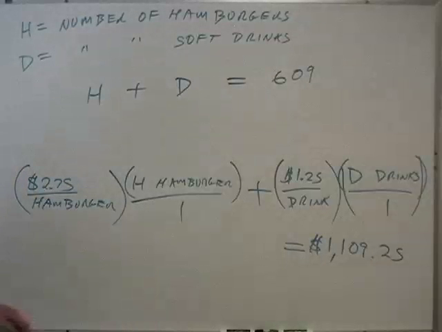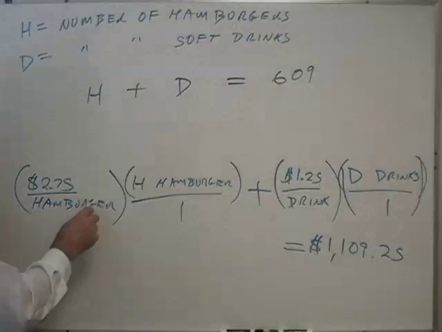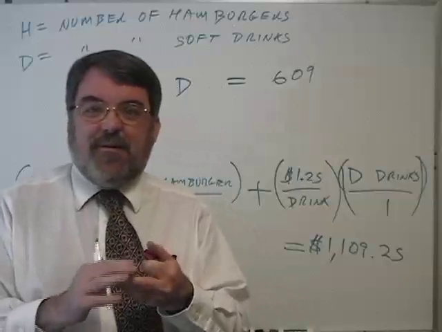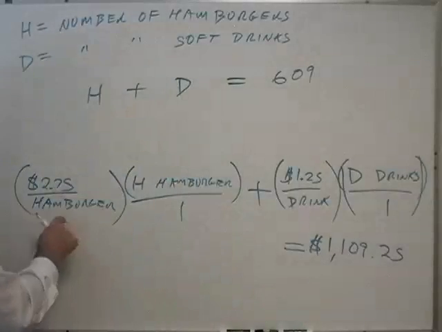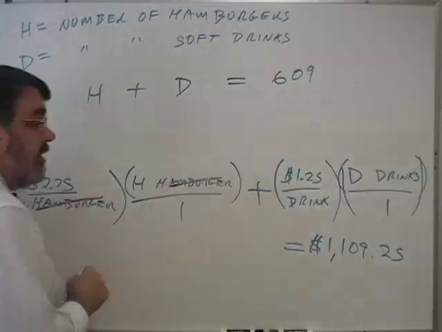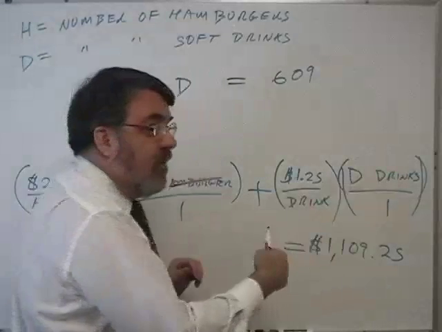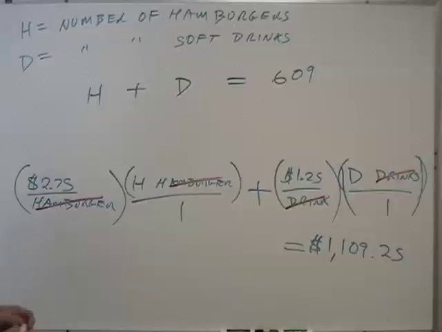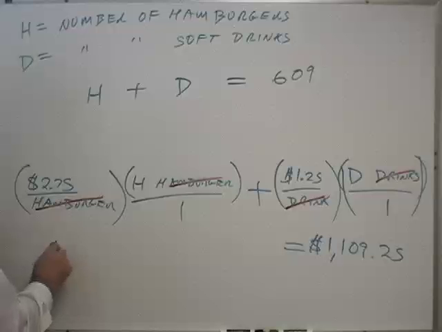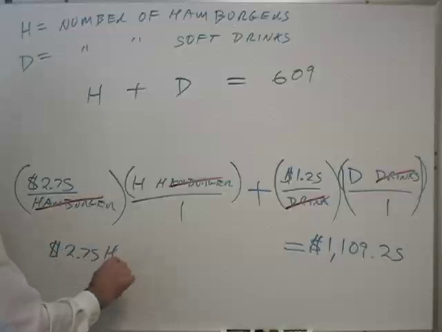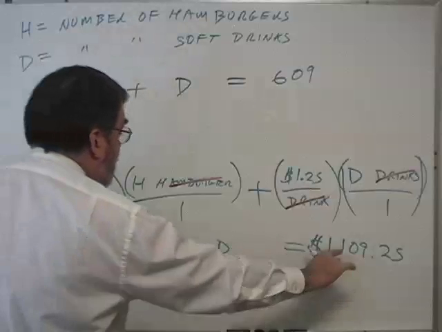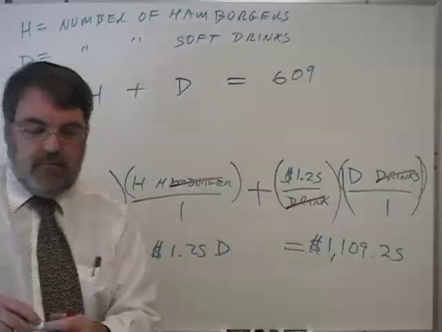Now, how do I know that works? The money I'm taking in, of course, is measured in dollars. And so when I'm working with the hamburgers, I need that word hamburger to cancel off. And so this is what happens here. This denominator cancels that numerator. And over here I need drink to cancel off. And that word cancels down. And so what am I left with? We have $2.75 H plus $1.25 D equals to these dollars.